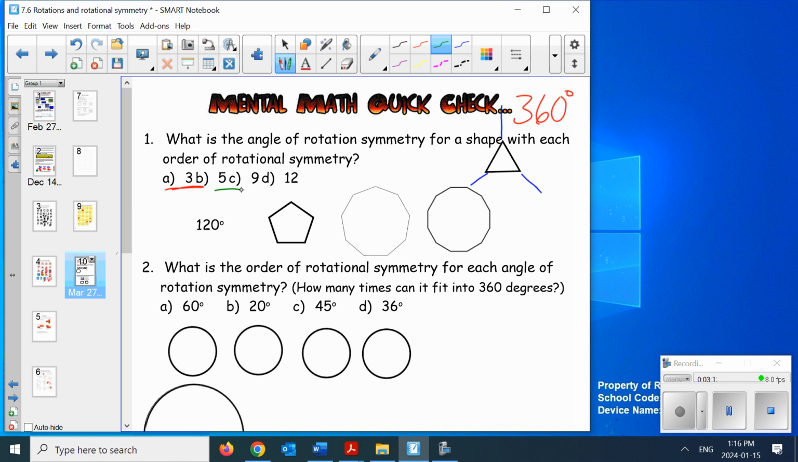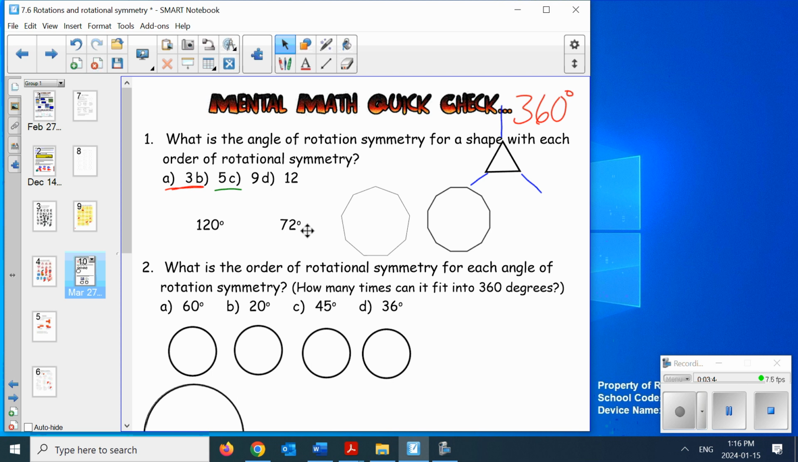So tell me then, what is the question? What's the angle of rotation for a shape with 5 spots of rotational symmetry? There's an example. How do you figure that out? 360, then what? Divided by 5. And the answer is 72. It's not a 0 or a 5, but it's still a good number.